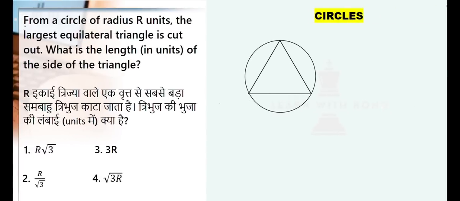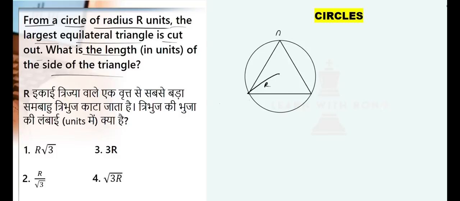See this question here, from a circle of radius r units. So if this is a circle and this is the center, the radius is given as r units. The largest equilateral triangle is cut out. Means from this circle, if the largest equilateral triangle is cut out, they asked us to find the length of the side of the triangle.